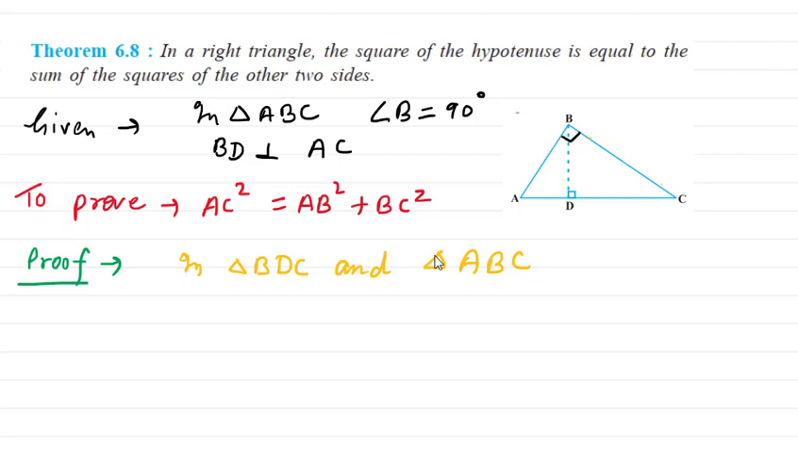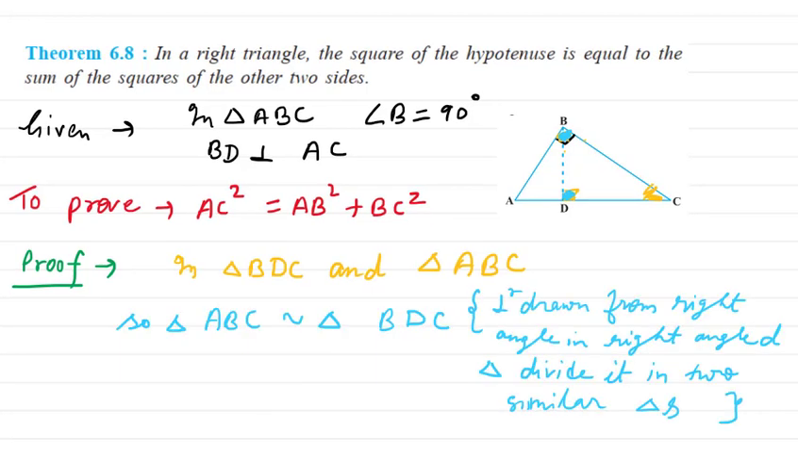you can write like in the previous, as I've told, C is common and this angle is 90 degrees and this is also 90 degrees. So both the triangles will be similar. So this we know. This and this is 90 degrees. So here you can write ABC will be similar to triangle BDC, and you know the theorem, perpendicular drawn from the right angle in a right angle triangle divides the triangle into similar triangles.